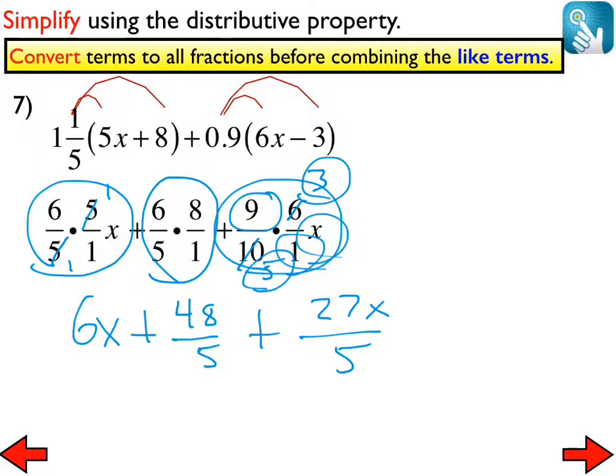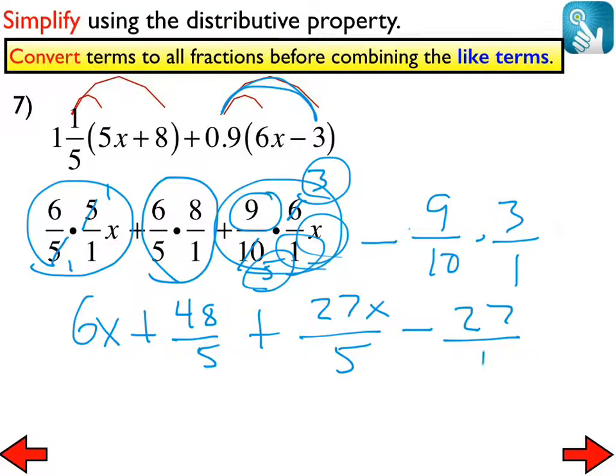And then I guess I forgot to write down this part right here. That's 9/10. And that, actually, it's minus, not plus. And then that would be times 3/1. Can't do any cross dividing. So multiply straight across. And I end up with this.